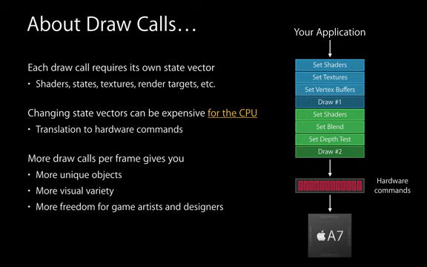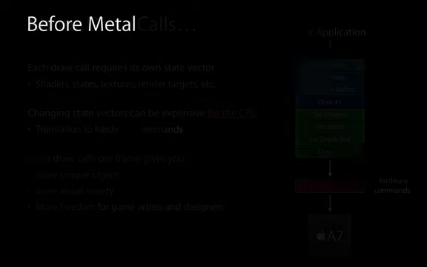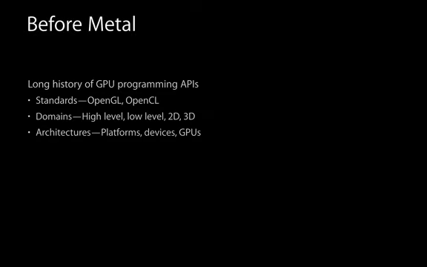Now let's take a little bit of a look at what life was like before Metal. Now Apple has a long history of GPU programming APIs, both implementing them, maintaining them, developing them. We've supported standard APIs like OpenGL and OpenCL. We've supported APIs across a wide variety of domains, both at the high level and the low level of GPU programming for things like 2D, 3D, animations, and image processing. And we've supported a wide variety of architectures in the hardware across platforms, computers, devices, phones, iPads, and a wide variety of GPUs.